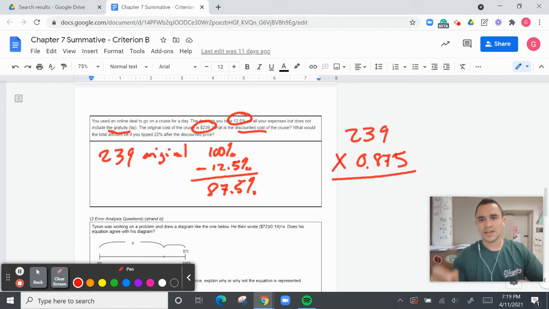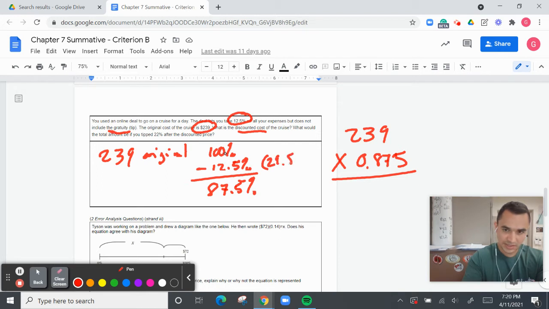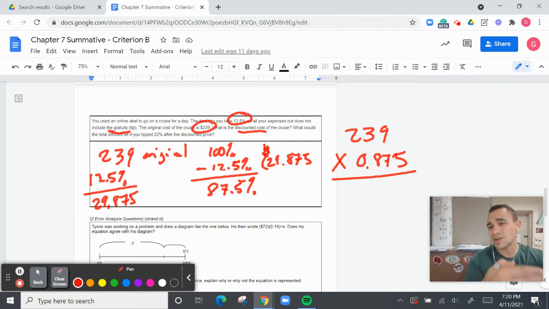0.875, right? And that's going to give you a total, you can get 12.5% too. And I did that earlier, and that is $29.875. So 12.5% equals 29.875. Now, I'm not going to round it just yet. You can round it if you want to. You don't necessarily have to.